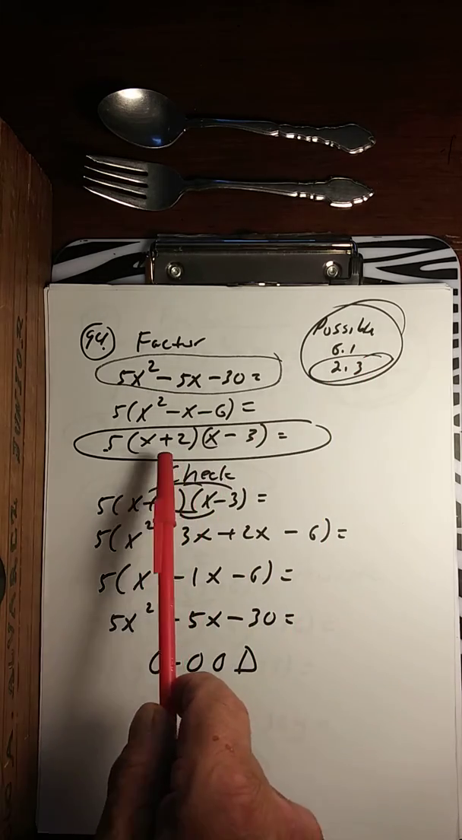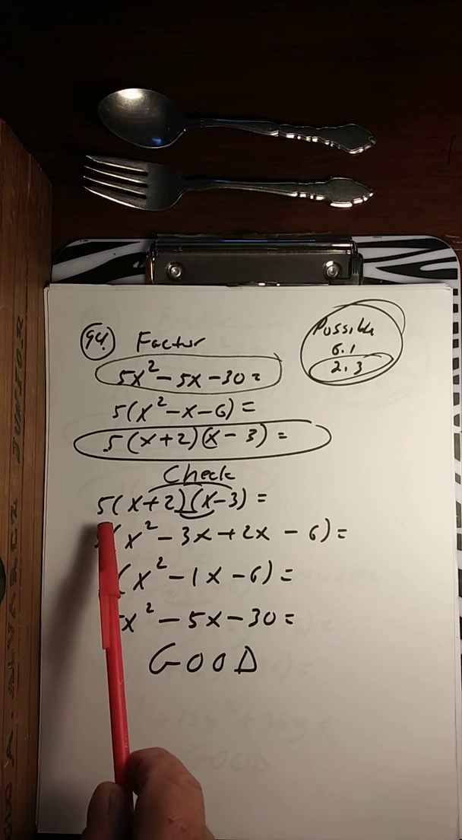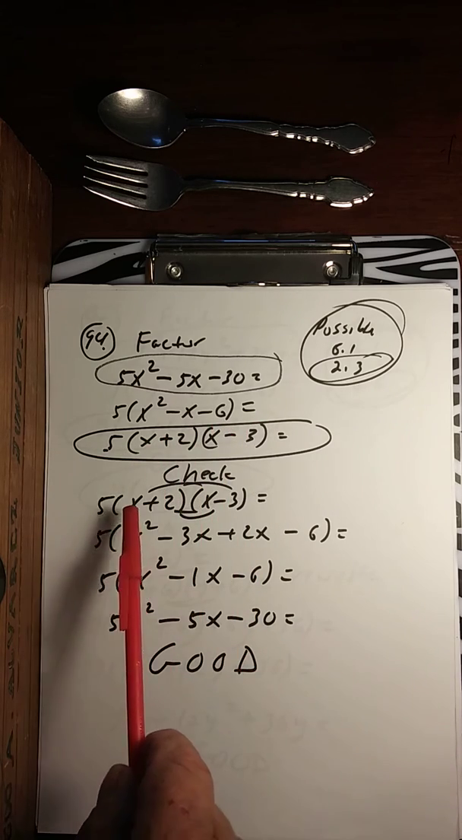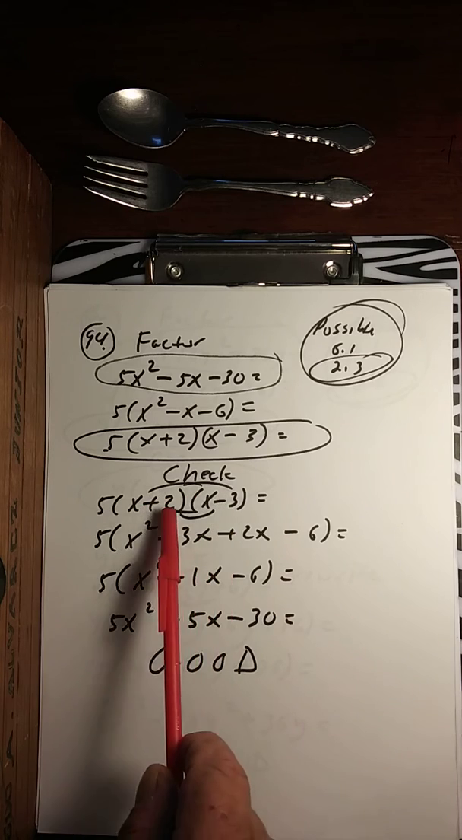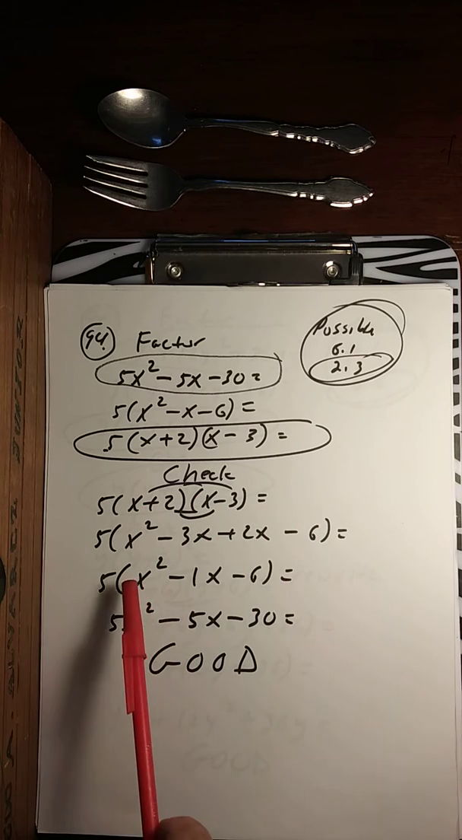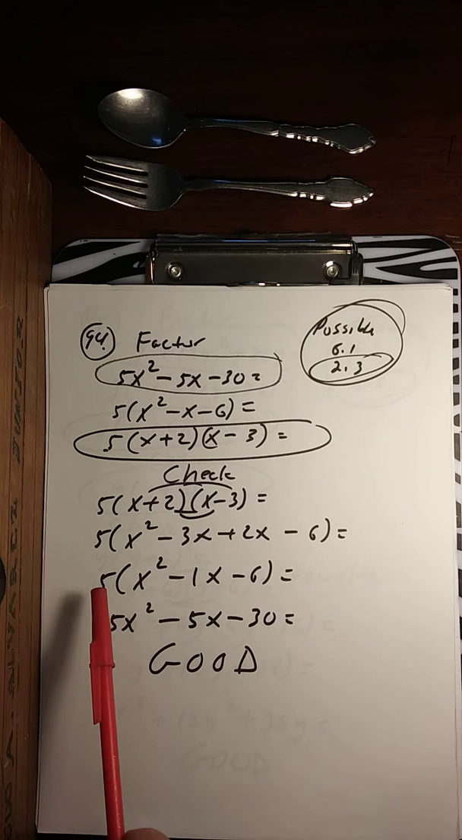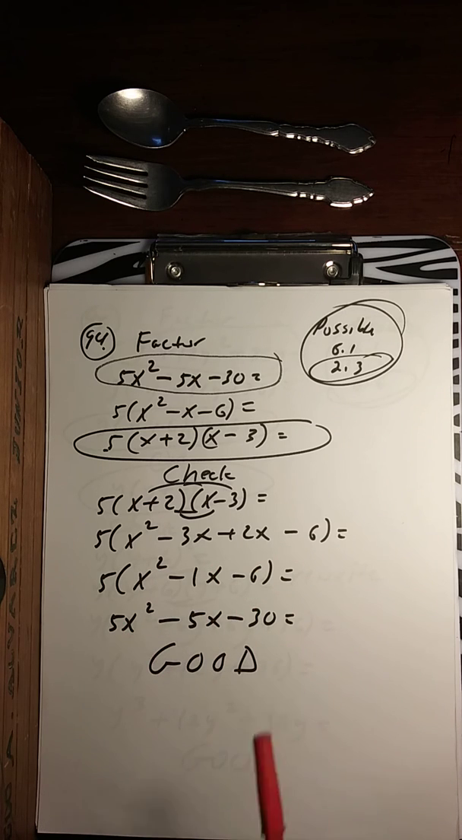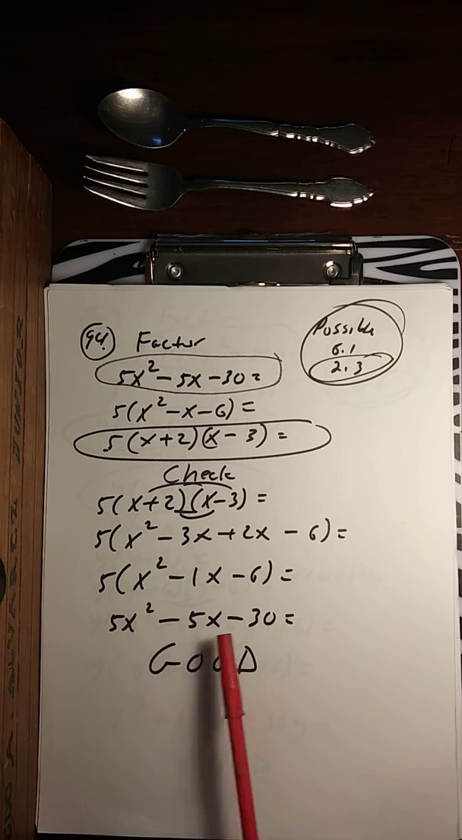Go 2, 3. This is the answer. Maybe. Let's check it. Again, check the order. Is it correct? Let's see. X times that, x squared. That's minus 3x plus 2x minus 6. X squared minus 1x minus 6. 5 times that, 5x squared. 5 times that, negative 5x. That turns that, minus 30. So 5x squared minus 5x minus 30.